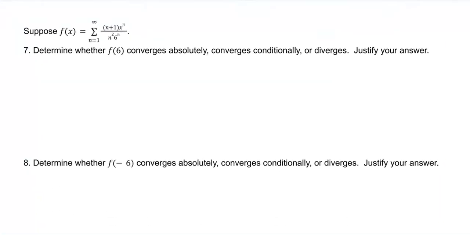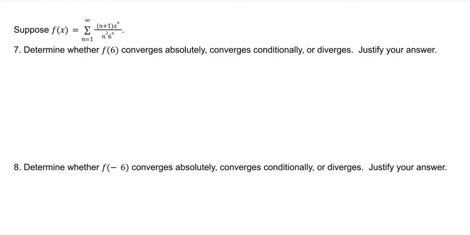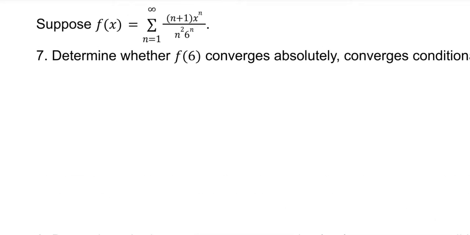All right, now on to a power series type question. Suppose f of x is equal to the sum of (n plus 1) x to the n over n squared times 6 to the n. This one is very similar to the series question from the 2024 BC exam. And so determine whether f of 6 converges absolutely, converges conditionally, or diverges. Justify your answer. We can do that.